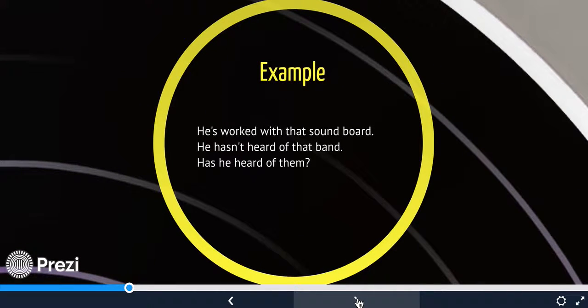Here's an example of the present perfect. He's worked on that soundboard. Notice that he has contracts to he's. That's why we also need the second marker, not worked and not working. Because if it's he's working, it would look like present progressive. So again, the present perfect has an auxiliary in the affirmative, in the negative, and in questions. Here's the negative, he hasn't heard, and has he heard is the question.